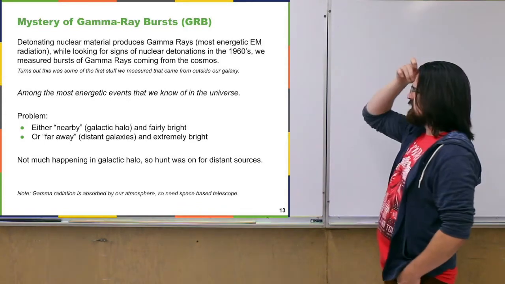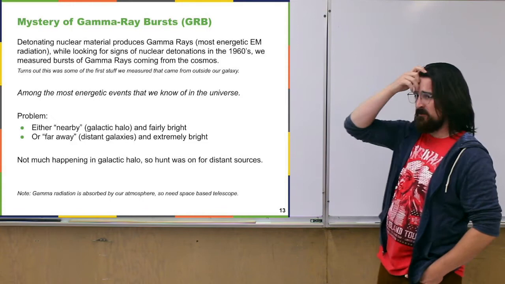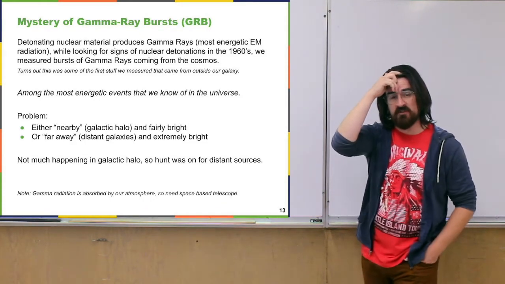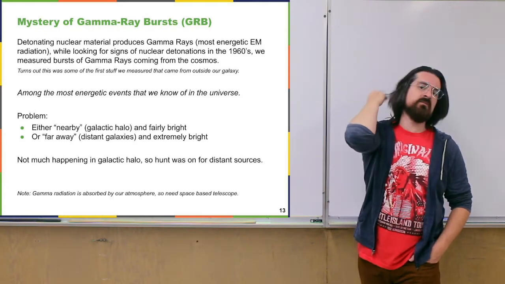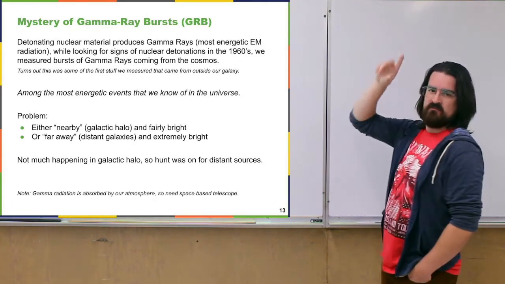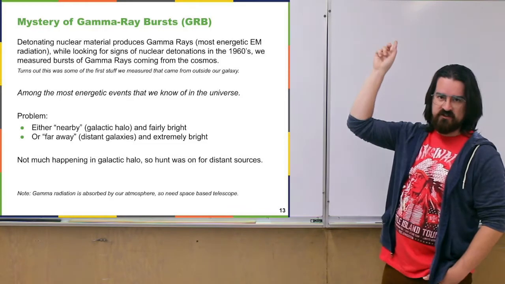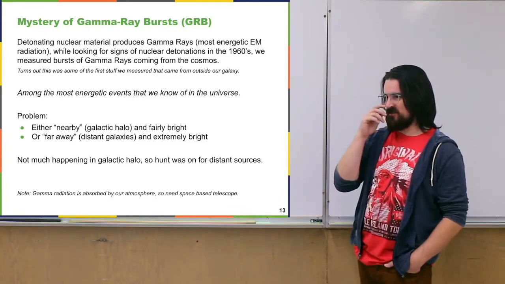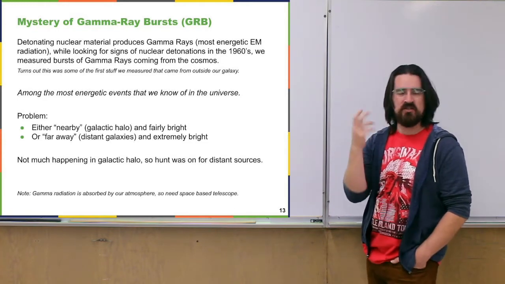Well, in like the 1960s, apparently, the U.S. was real worried that other countries were going to violate treaties that had been signed that said nobody was going to detonate nukes in outer space. Of course, we need treaties for that. So the U.S. wanted to be sure that this treaty was being followed.